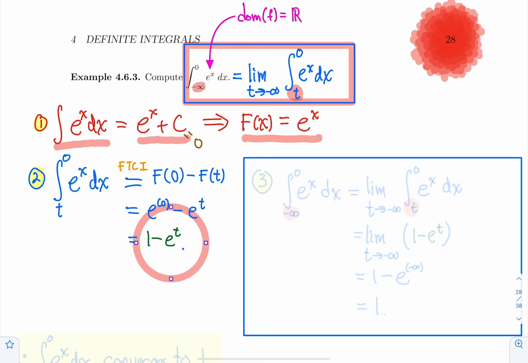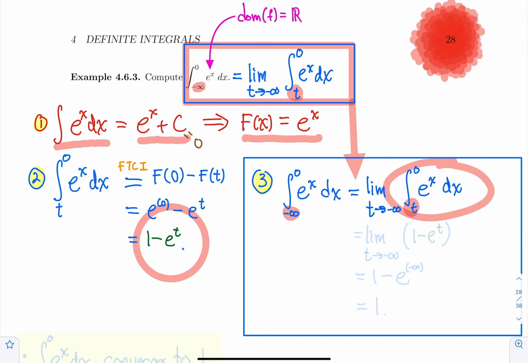And the last step is to summon back our good definition for our improper integral. So we know that the improper integral, the integral from minus infinity to 0 of e^x dx, is equal to the limit as t goes to minus infinity of the definite integral from t to 0 of e^x dx. Now I'm just going to use the formula that I've computed in step 2.